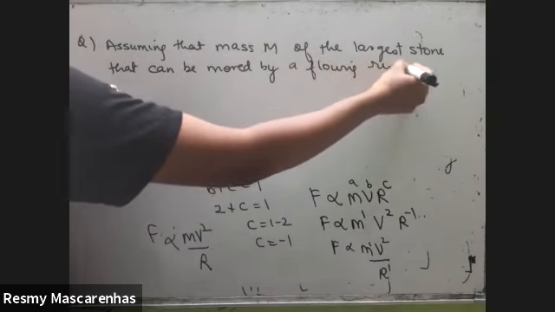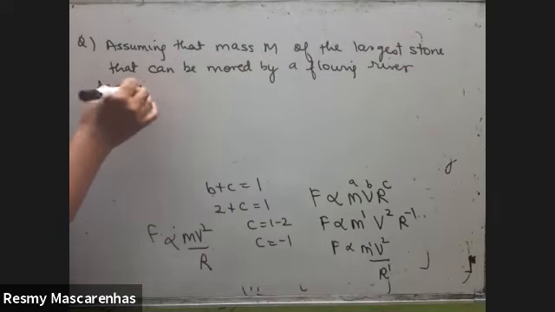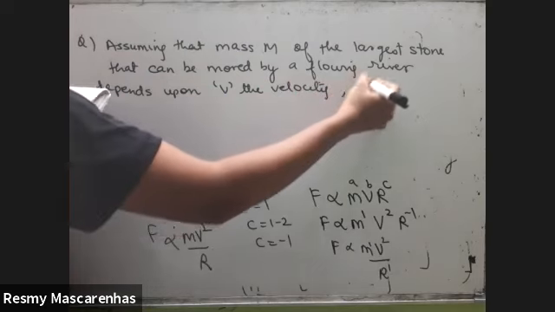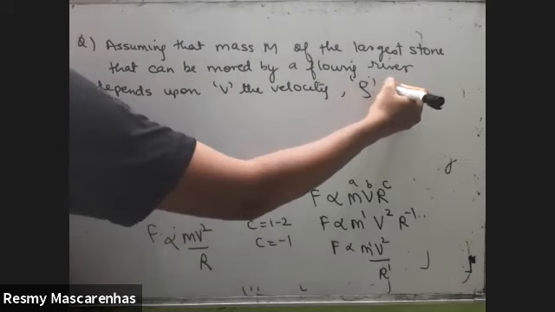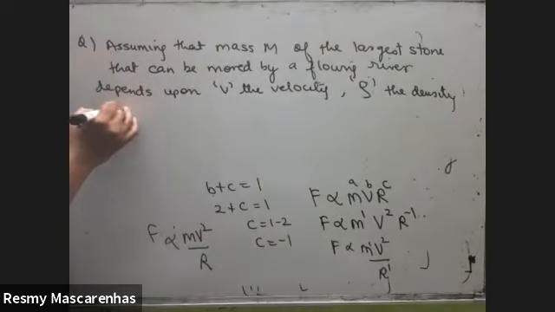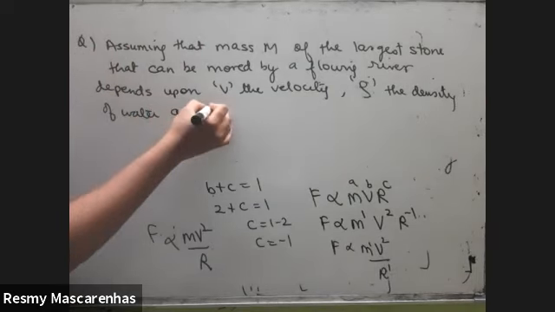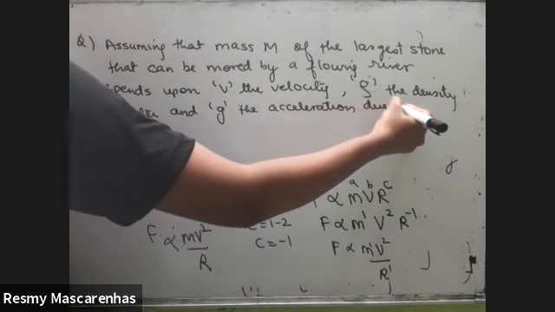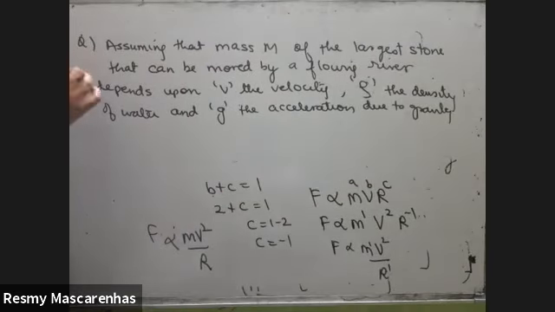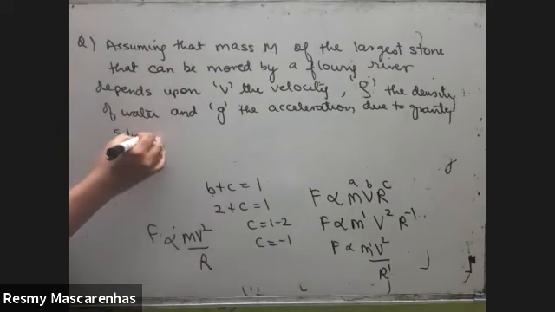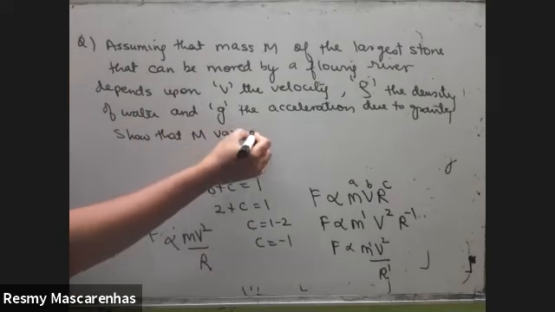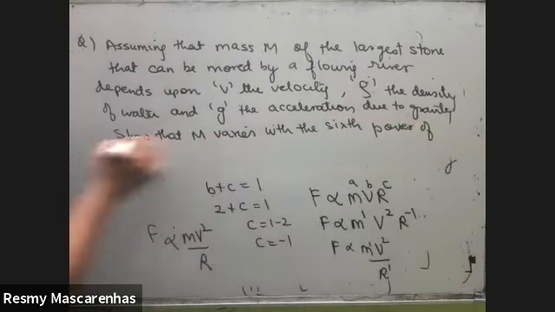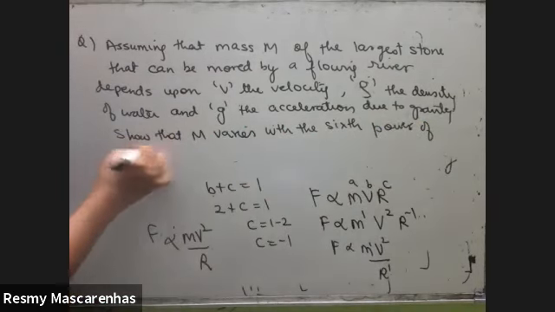flowing the river, depends upon v the velocity, rho the density, acceleration due to gravity, so that m varies with the sixth power of the velocity.